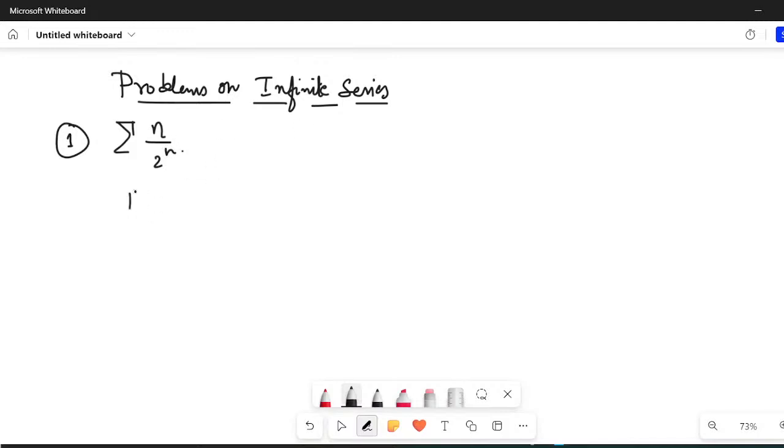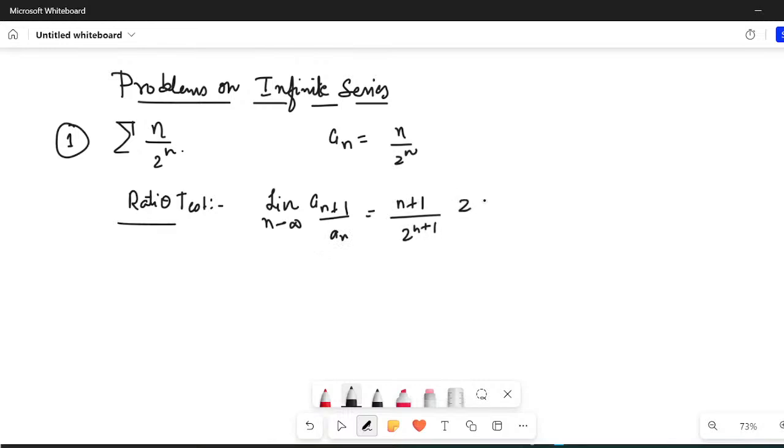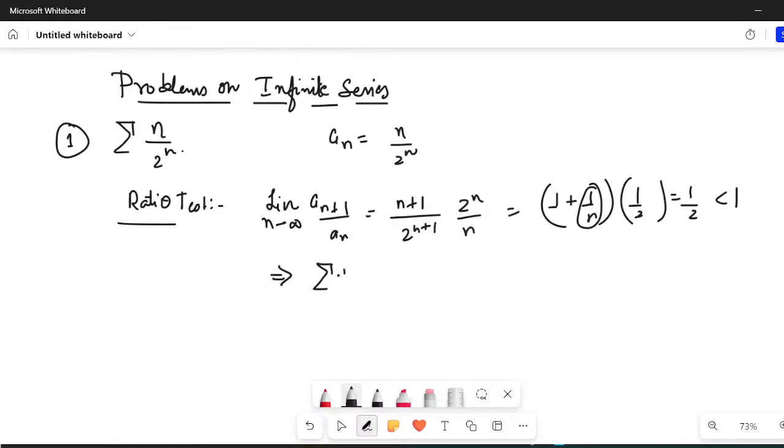Let us first use the ratio test. This is an important test. Always remember, whenever you have these linear powers, the ratio test is very powerful. So just try to find the limit as n tends to infinity. an is simply n upon 2 to the power n. Find a(n+1) divided by an. This would be (n+1) divided by 2 to the power n+1, into 2 to the power n, into n. So you will get 1 plus 1 upon n, and then you have 1 upon 2. As n tends to infinity, 1 upon n goes towards 0, and this is 1 upon 2, which is clearly less than 1. So limit of a(n+1) upon an is less than 1. It implies that summation an is convergent by the ratio test.